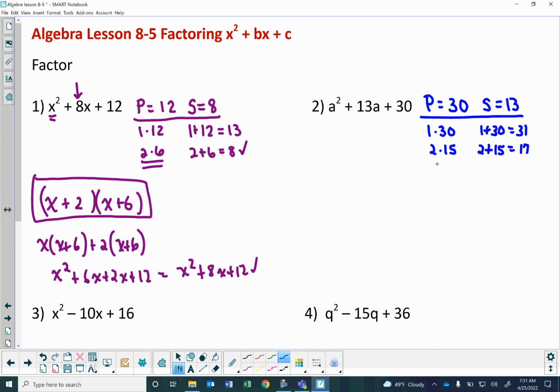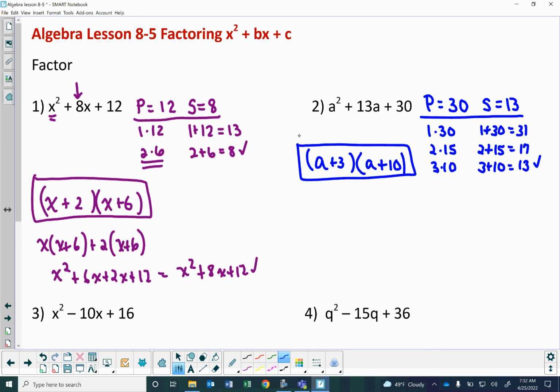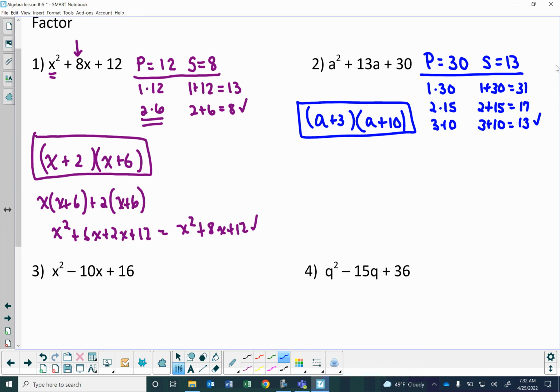Let's see. 3 times 10. 3 plus 10 is 13. That's what works. So I break my A into two pieces, an A and an A, and I do plus 3 and plus 10. And I have factored that trinomial. So as you can clearly see, if you know your multiplication tables, you can probably do factoring fairly quickly, at least in this form.